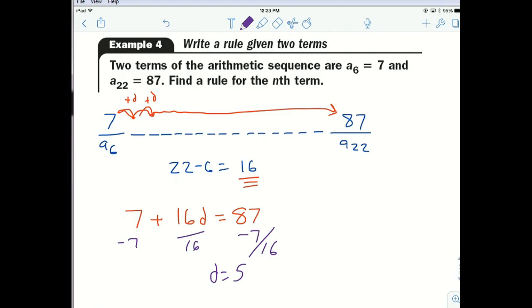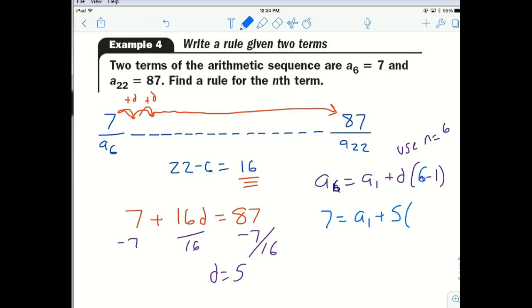Now we have our common difference. We can use either of the terms. I'm going to use a sub 6. So we'll go back to our general formula. Now we've got to find a sub 1 just like we did on the previous example. I'm going to use n equals 6. So when n equals 6, this term becomes 7 equals a sub 1 plus my common difference, which is 5, times 6 minus 1, which is 5. So it's 25. Subtract 25 from both sides. 7 minus 25 is going to let us know that a sub 1 is negative 18.